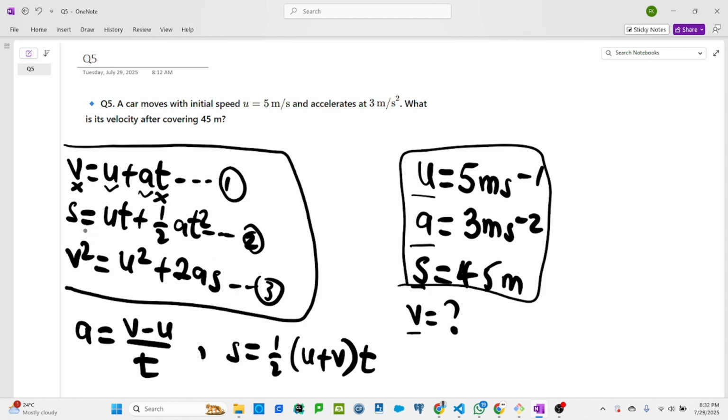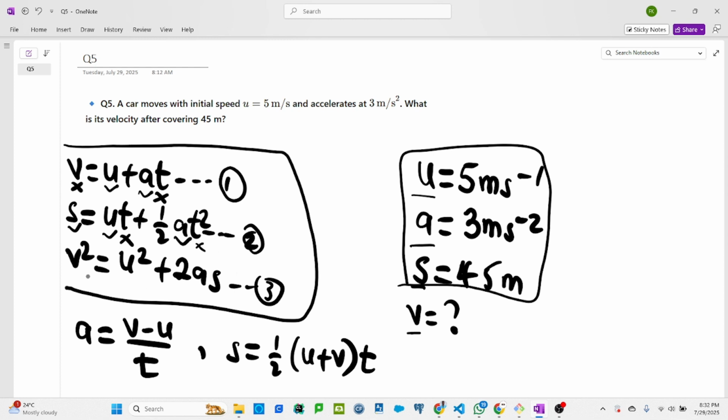If you go to the next one, they have given us S, they have given us U, they have not given us T, but they have given us A, right? So yeah, only one thing is missing, which is T. But the question is not asking us to find the time. So that missing thing is not what we are looking for.